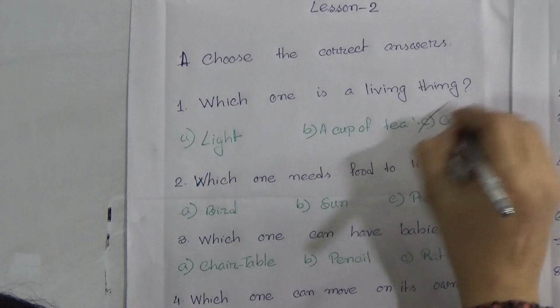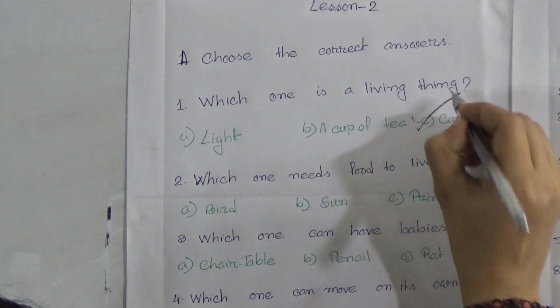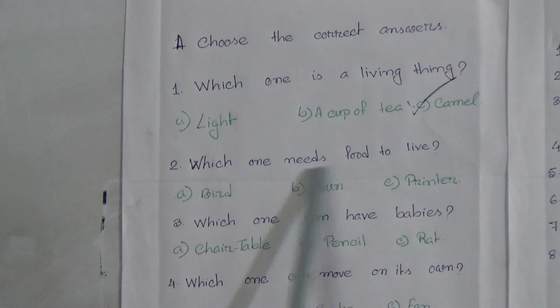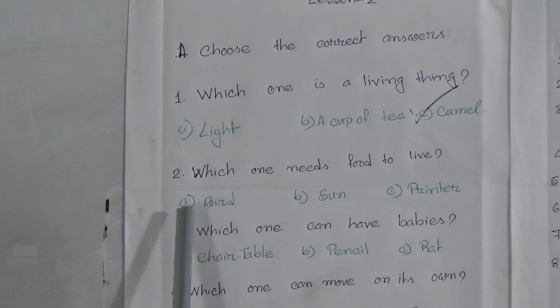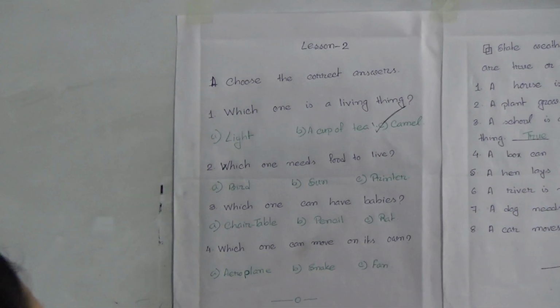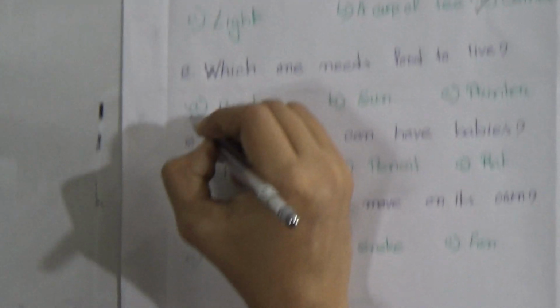We put the tick mark on camel. Question number 2. Which one needs food to live? Here are the options: bird, sun, and printer. We know that a bird is a living thing, so a bird needs food to live. So we put the tick mark on bird.